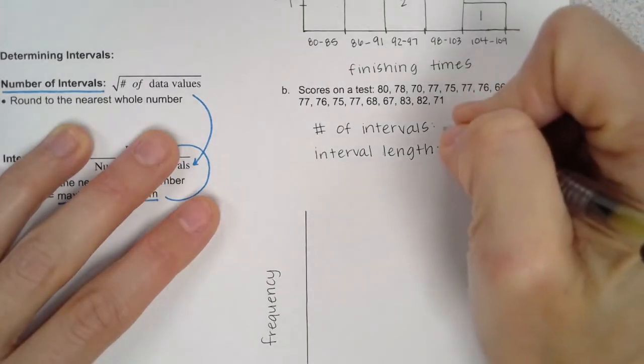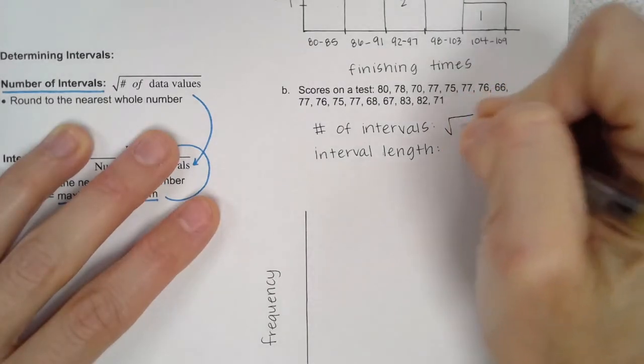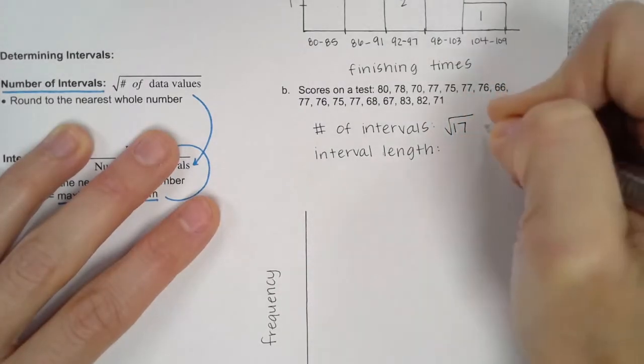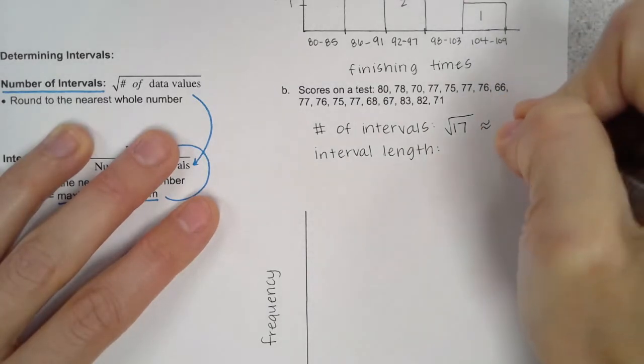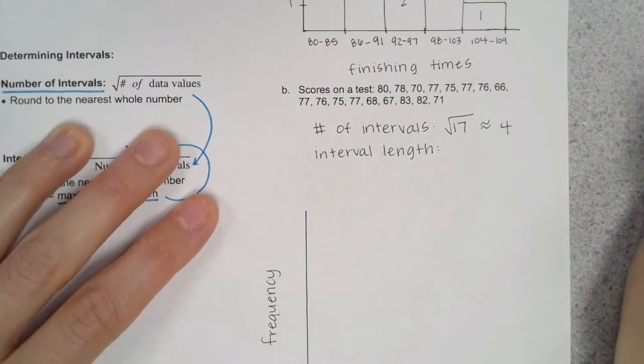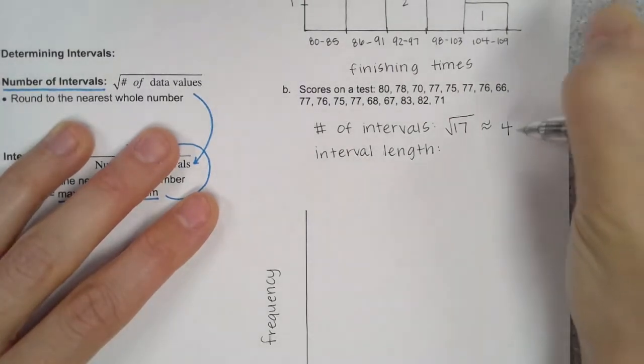And so to figure out how many intervals you're going to need, you're going to take that number and take the square root of it. So when you take the square root of 17, it's going to give you a decimal, and then the nearest number that it rounds to is the number 4. So as we saw in the last problem, we might not need exactly 4.